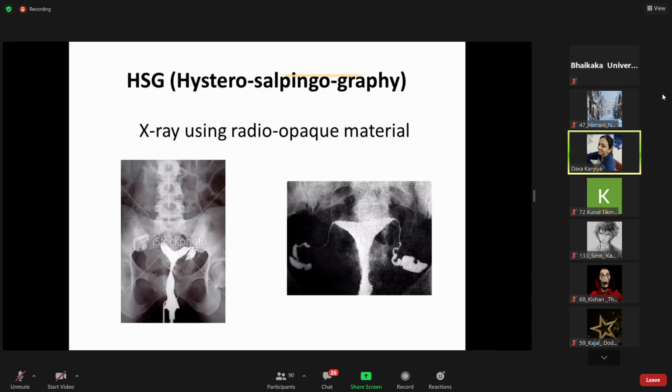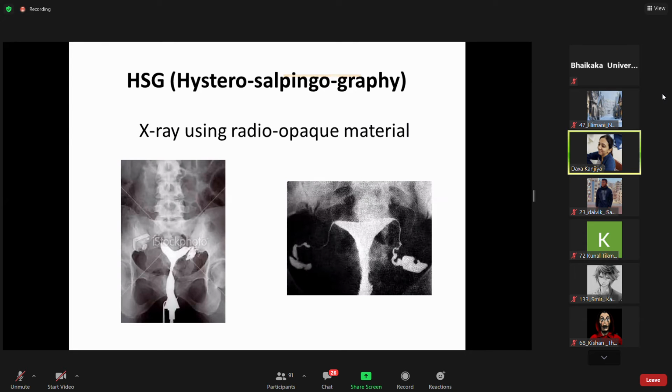Now the radiological procedure which is used for examining the position of the uterus as well as the fallopian tube is known as hysterosalpingography. Hystera means uterus, the word used for the uterus. Salpinx means tube. So the uterine tube as well as the uterus is examined via a radiological procedure. That procedure is known as hysterosalpingography.